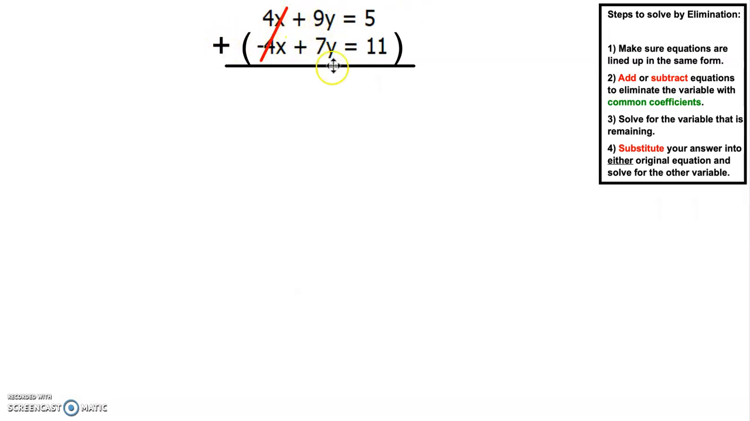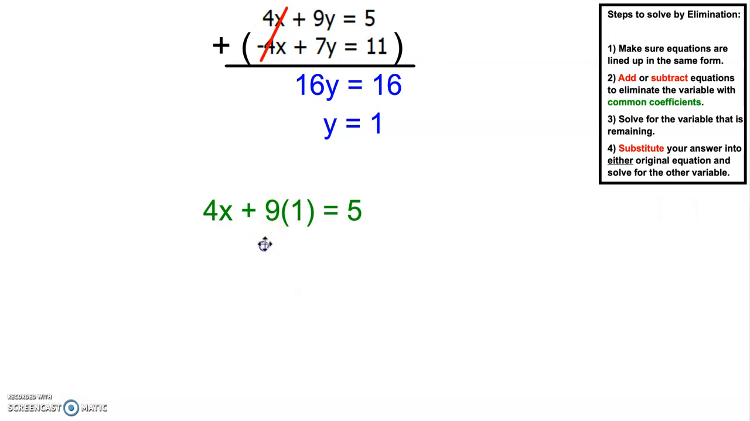9y plus 7y is 16y. 5 plus 11 is 16. Divide by 16, so y has a value of 1. Substitute that 1 into one of the equations. Once again, I just chose the first one.